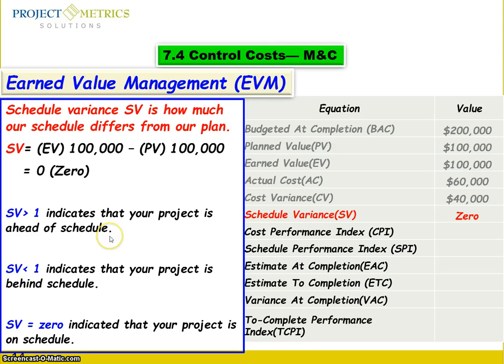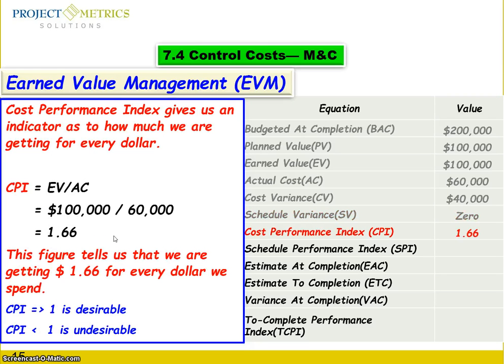Now we are going to talk about the cost performance index and the schedule performance index. Let's start with the cost performance index, which gives us an indicator of how much we are getting for every dollar. Again, straightforward, plug in your numbers. You came up with 1.66, which tells you that for every dollar you are spending, you're going to get $1.66, which is good. So equal to or higher than 1 is desirable. If it is less than 1, it is not good.